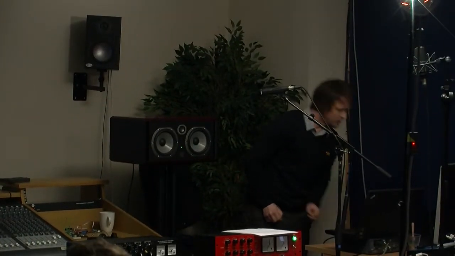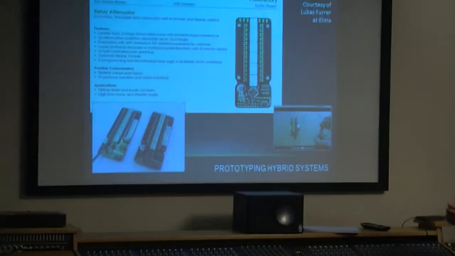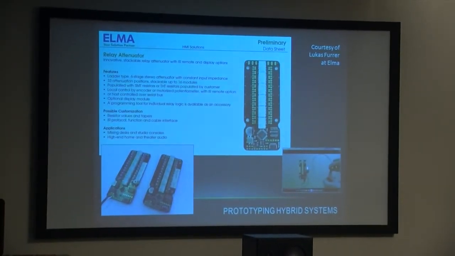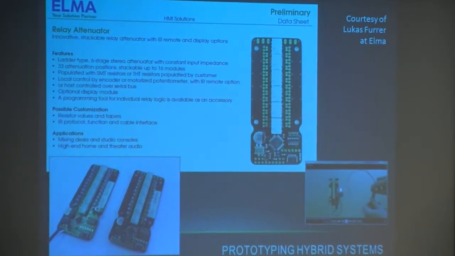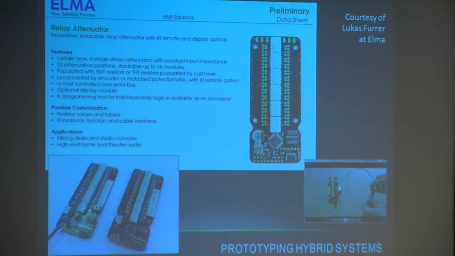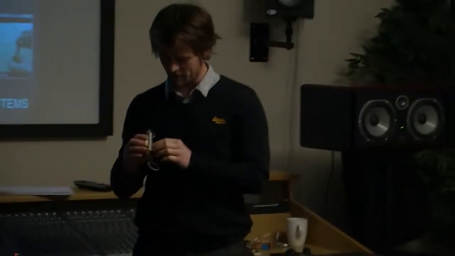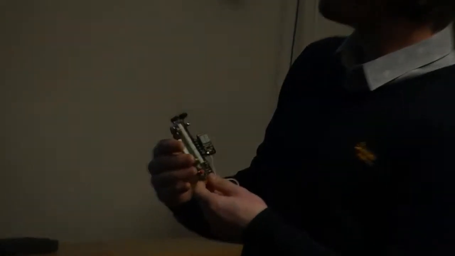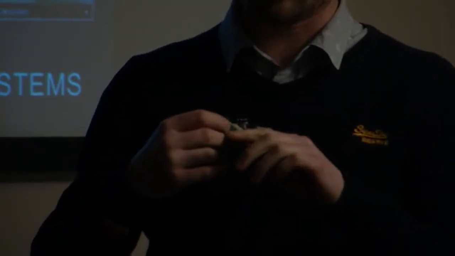So what supports this? Myself and Charlie have been working with Lucas at Elmer, who makes some of the components that are in those hybrid analog digital systems, and we've got some of these here. These are the relay attenuators that Charlie's mentioned, and effectively on the top half we've got a whole ladder of relay controlled resistor network, so we can attenuate with that. Basically they're just volume controls, and at the bottom here we've got a little bit of microprocessor control that we can actually set those.